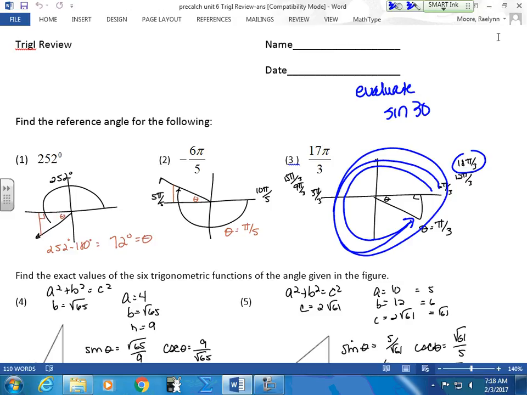If I say evaluate sine of 30 degrees, wouldn't it be 1 over 2? That's all I want. What am I asking for? Just the sine. Just the sine.